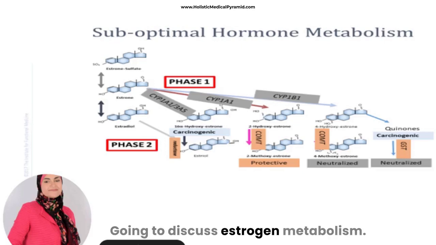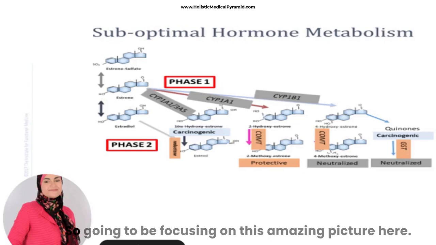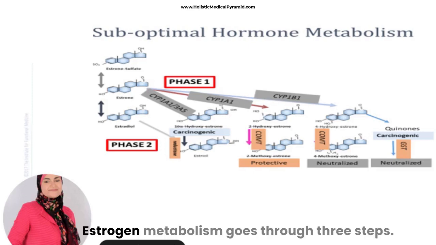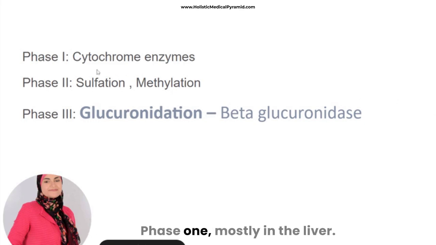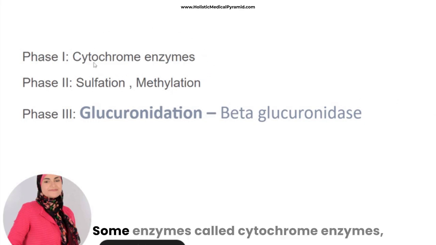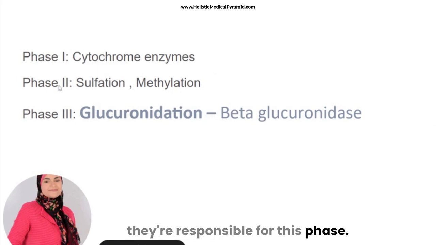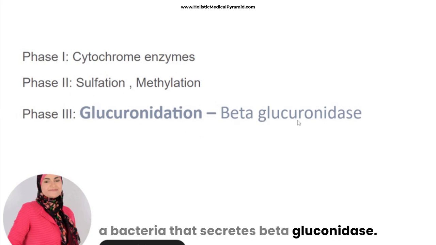We're going to discuss estrogen metabolism. So we're going to be focusing on this amazing picture here. Estrogen metabolism goes through 3 steps. Phase one, mostly in the liver, some enzymes called cytochrome enzymes are responsible for this phase. Phase two, sulfation and methylation, also mostly in the liver. And phase three, glucuronidation. This goes in the gut by bacteria that secrete beta-glucuronidase.